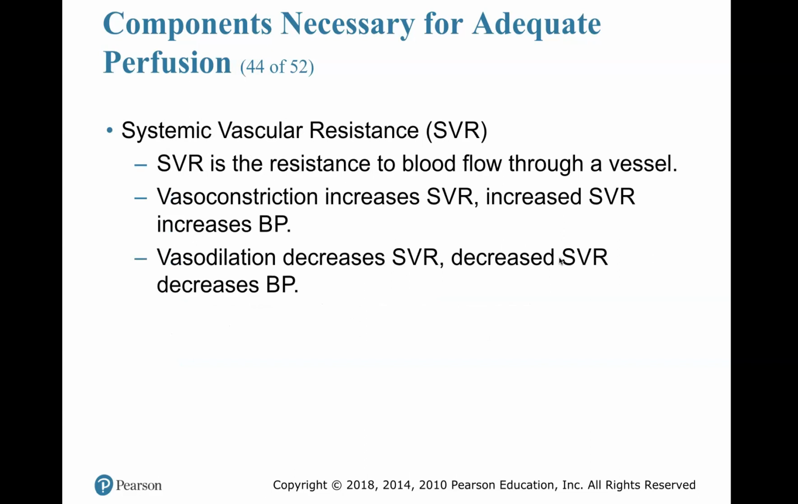Systemic vascular resistance is the resistance to blood flow through a vessel. Vasoconstriction increases systemic vascular resistance. Increased systemic vascular resistance increases blood pressure. Vasodilation decreases SVR, and decreased SVR decreases the blood pressure.